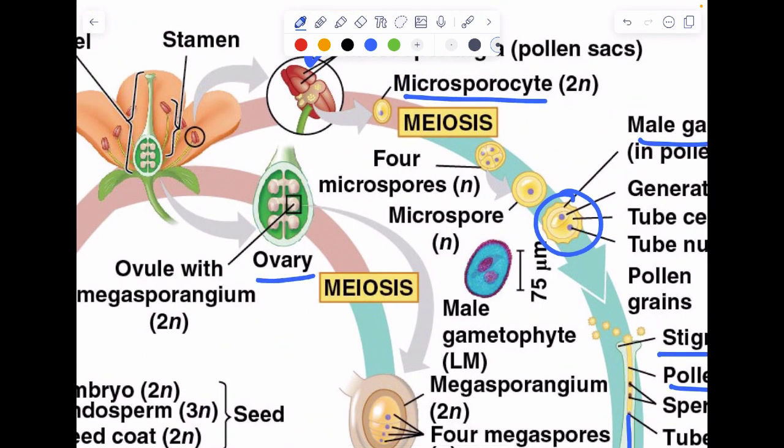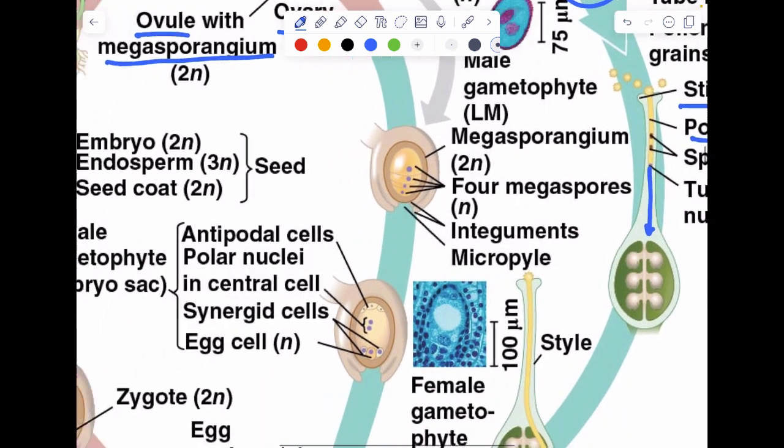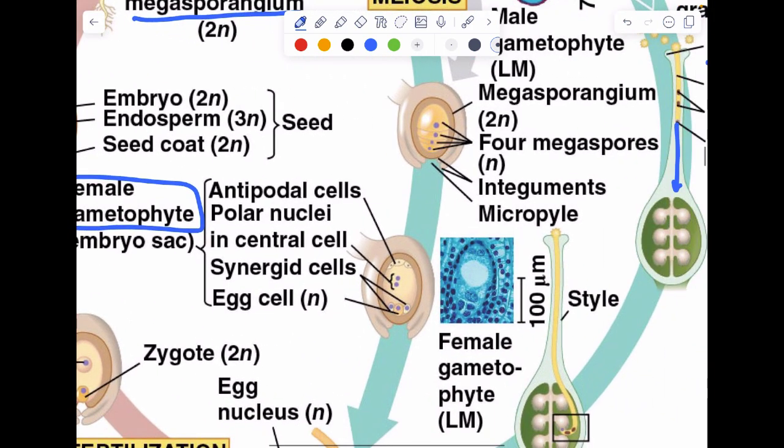Within the ovary and the ovules, you're going to have a megasporangium, or the cells that are going to give rise to the female gametophyte. They also go through meiosis, then mitosis, and they will produce eventually the female gametophyte. It has a bunch of different types of cells. So if you could find the egg, which is right here, on either side are going to be the synergids. On the opposite side, we're going to have three cells, which are called the antipodal cells.